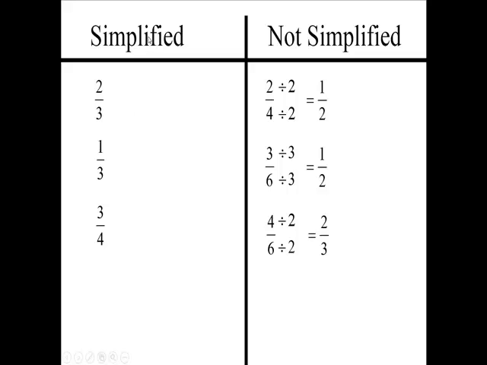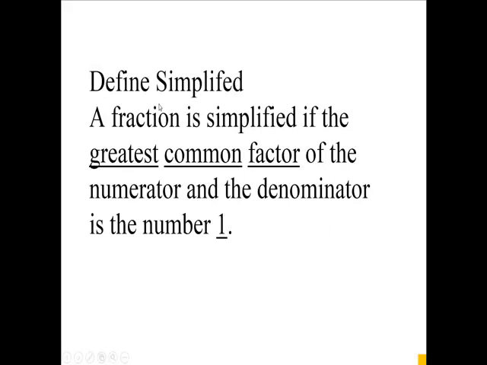So a simplified fraction has a common factor, but it's not like these over here, is it? Okay? 1 and 3 can be divided by 1. 3 and 4 can be divided by 1, but it doesn't change it. When you divide by 1, you still get 3/4. So to be not simplified, we have to have a common factor other than 1. So a fraction is simplified if the greatest common factor of the numerator and denominator is 1.